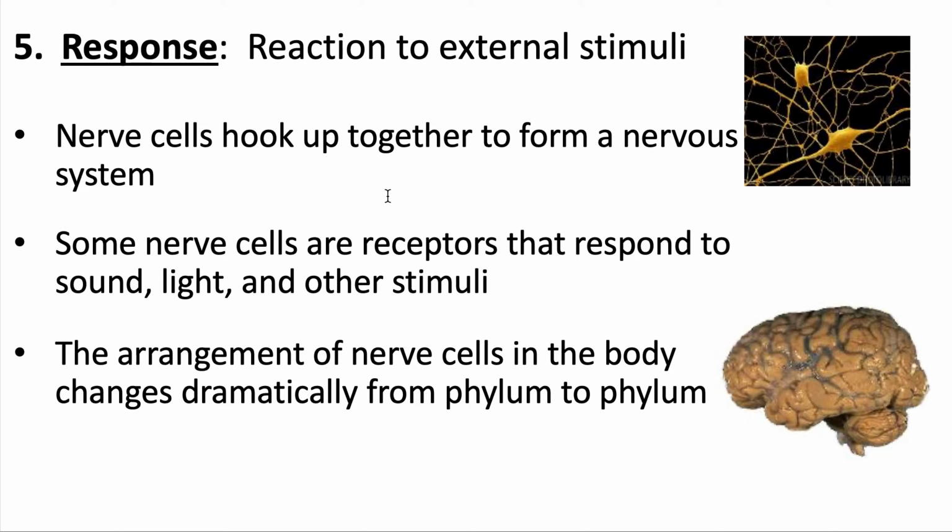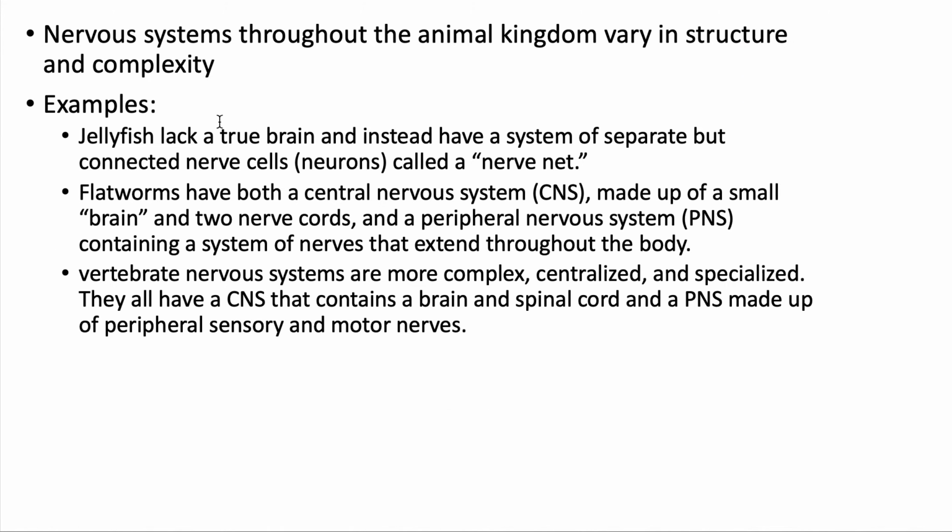And then as we work our way up to vertebrates, we're going to have that more complex system with brains and a spinal cord and all that kind of stuff. So again, it varies in structure and complexity throughout the animal kingdom. For some examples, jellyfish lack a true brain, and instead they have a system of separate but connected nerve cells, called neurons, called a nerve net.